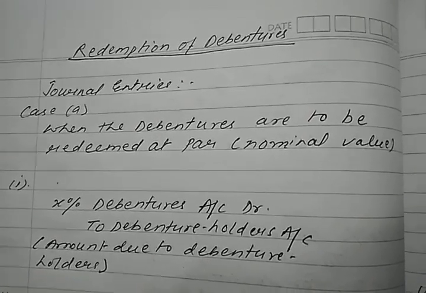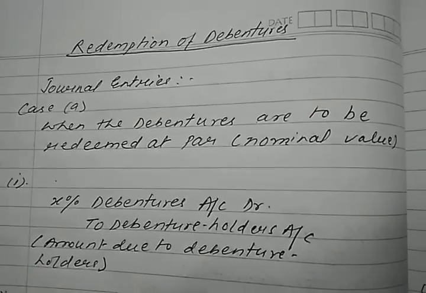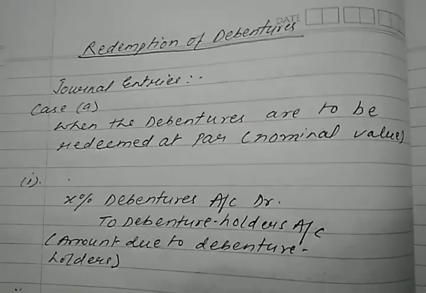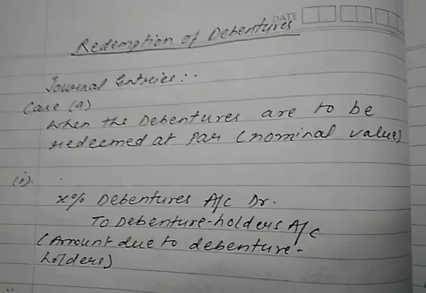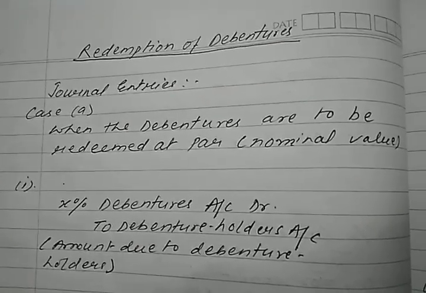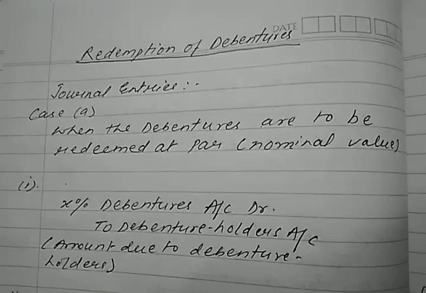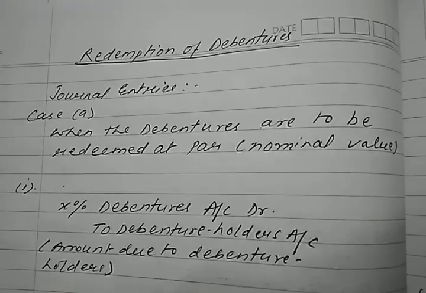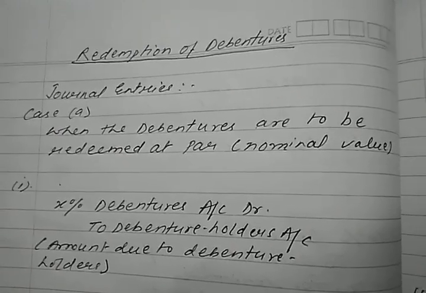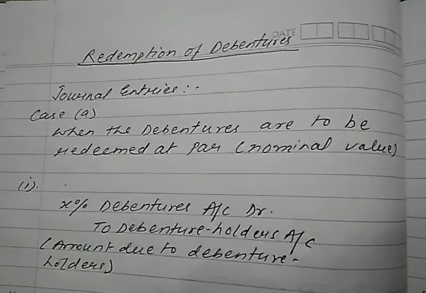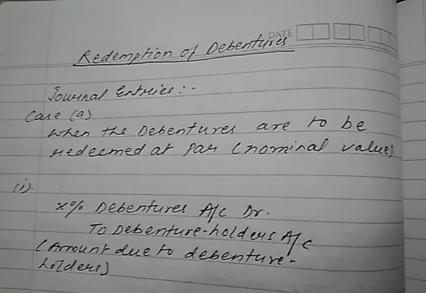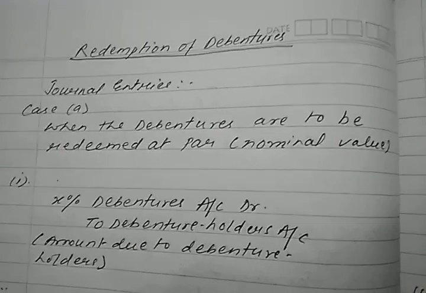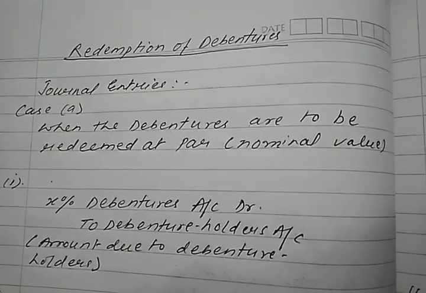The very first case is when the debentures are to be redeemed at par, meaning nominal value, at face value. If the face value of debentures is rupees 10, then we are going to redeem the debentures at the same value, that is rupees 10. At nominal value or the face value, we are going to redeem the debentures.